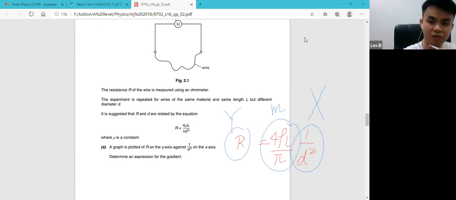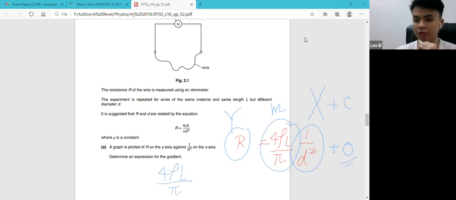So in AMATS also you learn linear law, right? So it means in this case, is there any y-intercept? There will not be any y-intercept. So the gradient is representing 4 times the resistivity times length over pi. That is the expression for the gradient. Any students have questions until here?